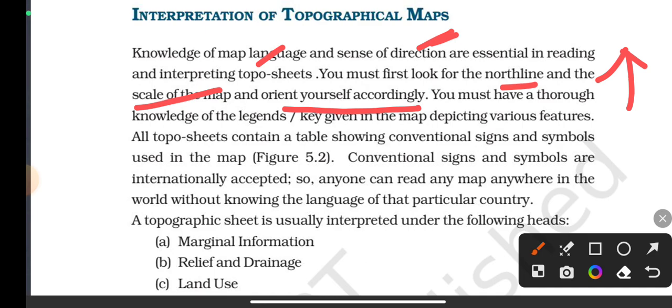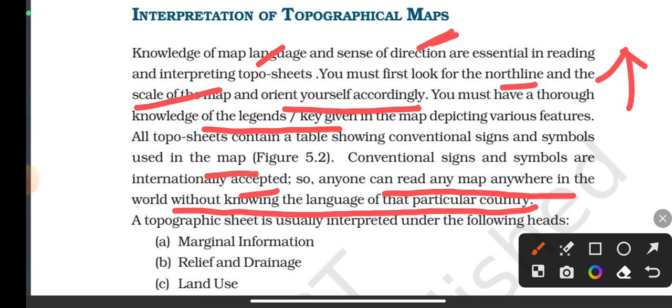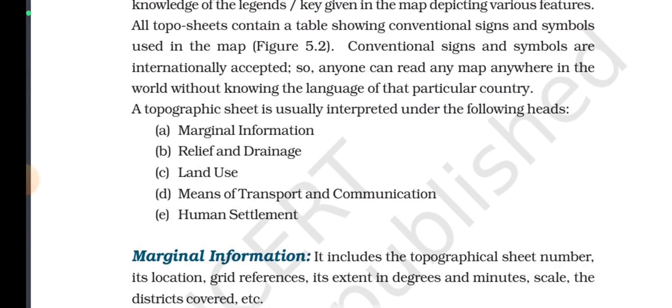You must have a thorough knowledge of the legends or key given in the map depicting various features. All toposheets contain a table showing conventional signs and symbols used in the map. Conventional signs and symbols are internationally accepted, so anyone can read any map anywhere in the world without knowing the language of that particular country. This is the beauty of the topographical map, that no matter which country map you are reading, if you are familiar with the legend or the conventional signs, you can read out that map.